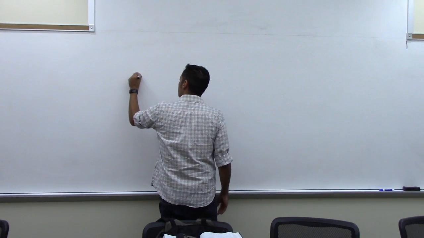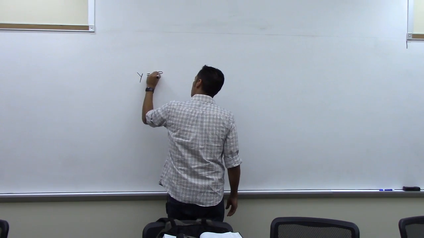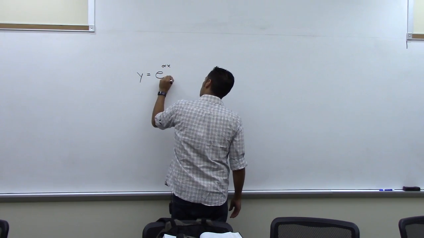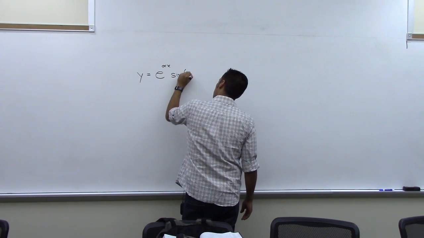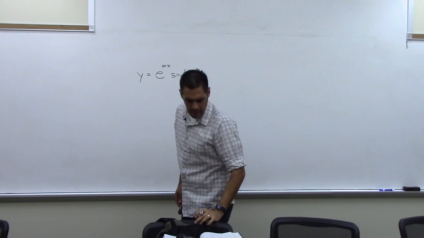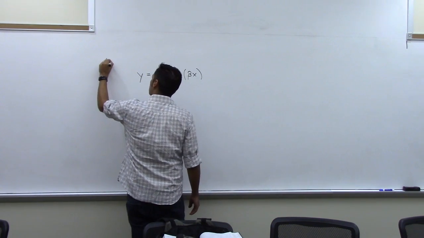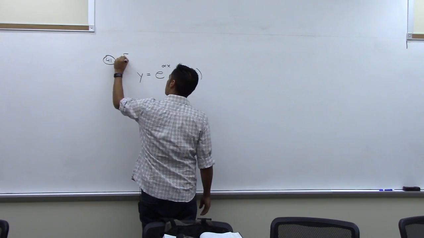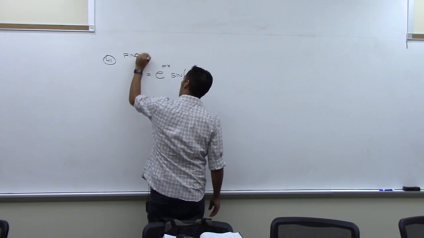Y equals e to the alpha x times sine of beta x. And this is number 41. You're asked to find y double prime.